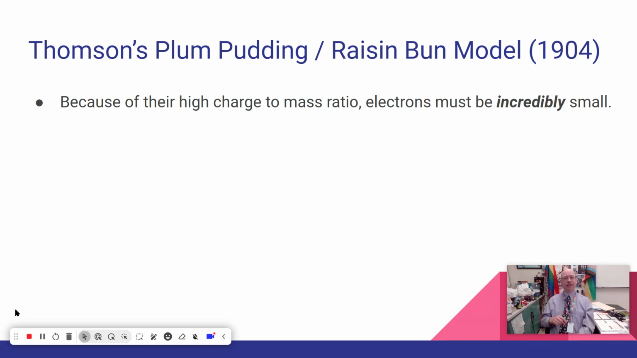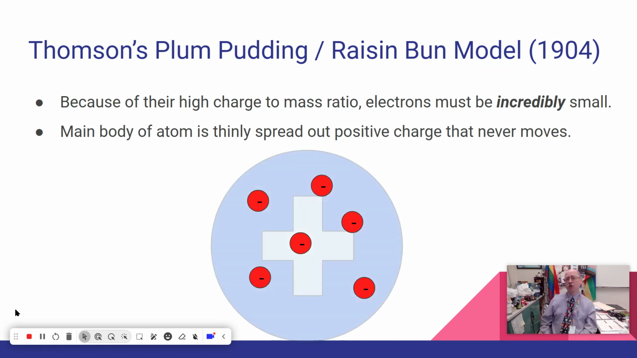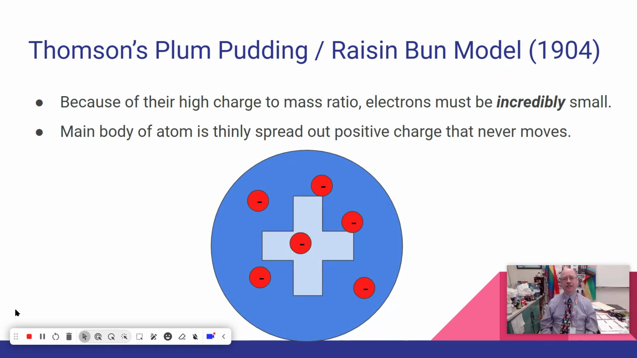So he basically says, I think what I'm seeing in this cathode ray tube then is all these little negative charges, which are independent little units, and they can be flicked out. And that's what we're doing in the cathode ray tube. And that's why we're seeing these negative charges flying across. But atoms are neutral. So there's got to be something to cancel out all those negative charges. And he basically says, yep, there is. The main sort of body of the atom is this thinly spread out positive goo. And because it's this goo that's kind of spread out, it never really moves anywhere. It's just sitting there with the negative charges floating in it.